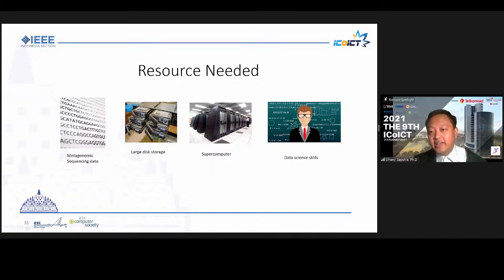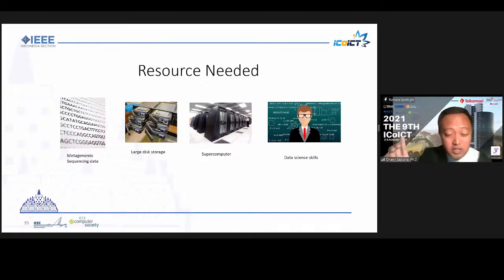And data science skills. Of course, a bioinformatician is also a data scientist at the same time, because they're handling 1 terabyte of data per day or per 2 days, and then they have to finish it. They have to present it to our customers, to our audience, to doctors, to medical practitioners, something like that. That's the resource needed to do bioinformatics. So after this pandemic is done, what's next? Bioinformatics can do a lot of those things, and this is the resource needed.